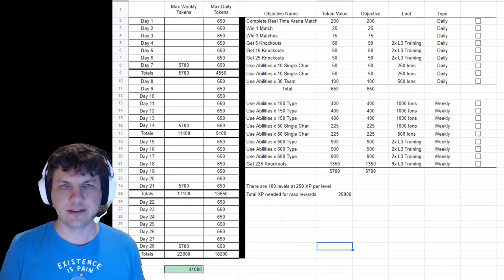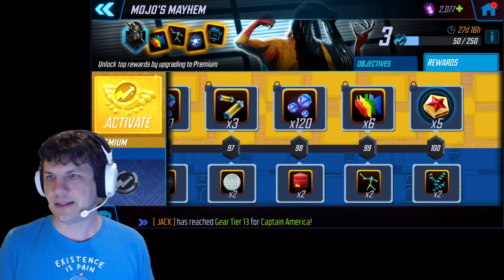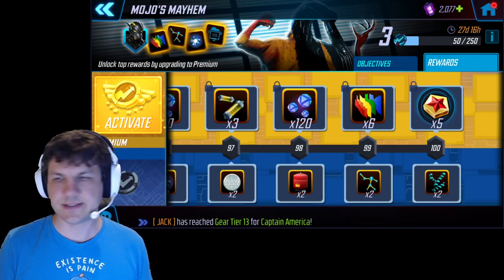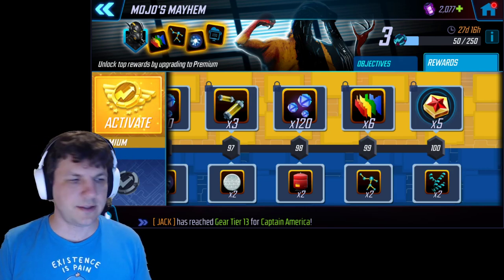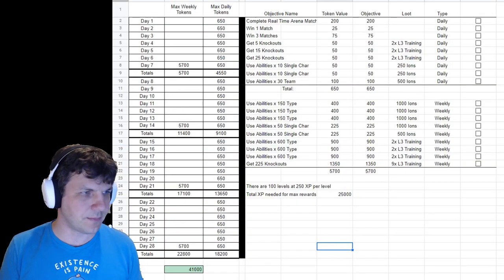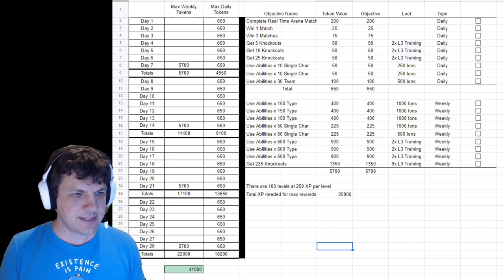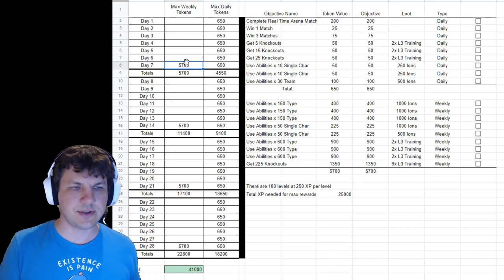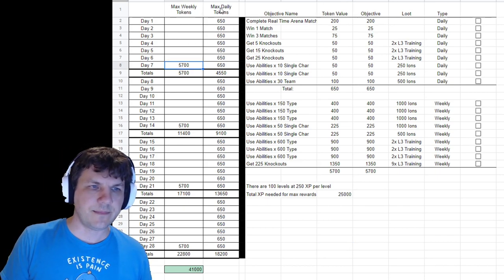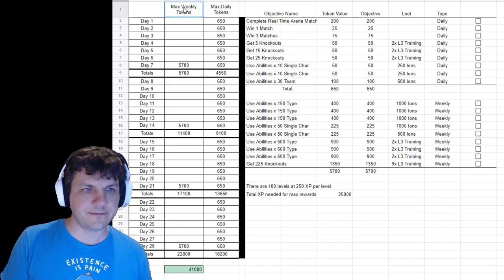You can see up here in the top right corner of the game that they actually put in the timer here: 27 days and 16 hours. It's 28 days, so it's going to be a full four-week rotation on these Mojo Mayhem events, which is important to note. So what I did was I set up here, this is kind of similar to my Emma calculator, which is like, okay, throughout a week, let's say max weekly tokens, you can get 5,700. Daily tokens could be 650, right?